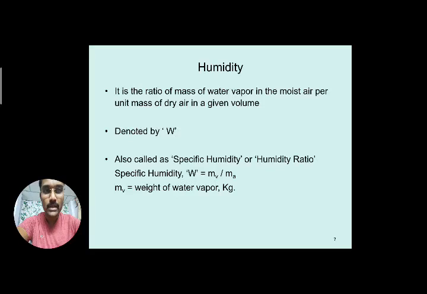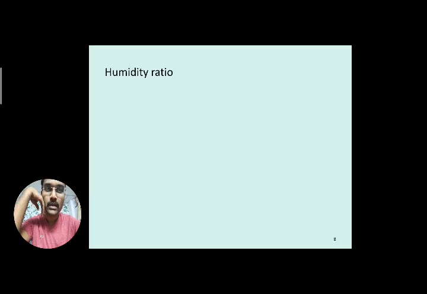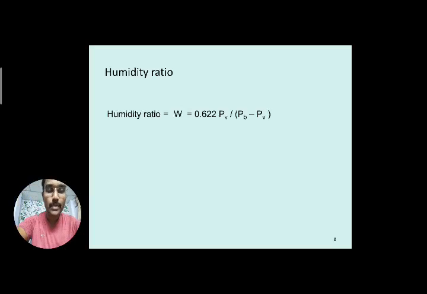Now what does Mv mean? It is the mass of water vapor in kgs, and Ma is the mass of dry air in kgs. When you multiply by g, you will get the weight in newtons. So this is regarding humidity, or specific humidity, or humidity ratio.